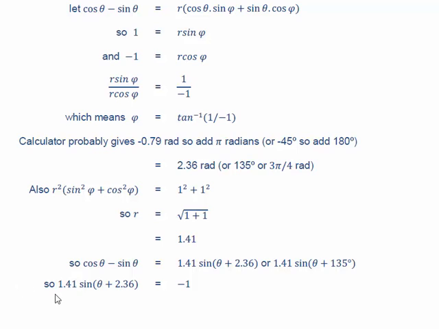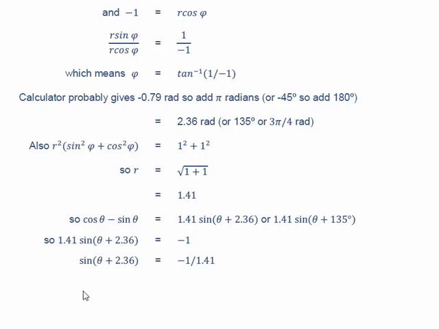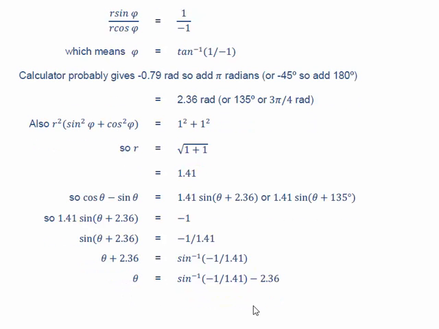So the first thing we'll do is divide both sides by 1.41, and then we'll take the arcsine of both sides. So theta plus 2.36 is equal to the arcsine of minus 1 over 1.41. We'll take the 2.36 onto the other side. We'll evaluate the arcsine, which is minus 0.79, and then if we subtract one from the other, we end up with minus 3.14, which you probably recognise is minus pi, or minus 180 degrees.